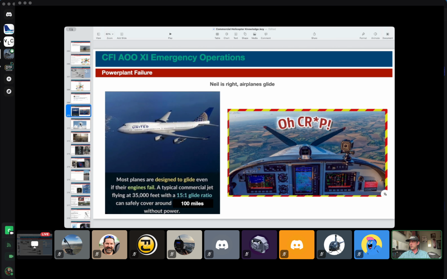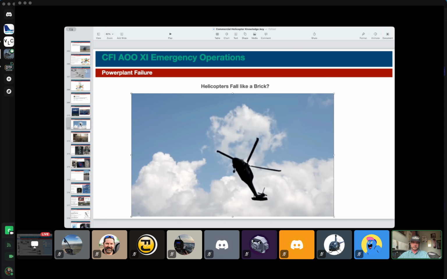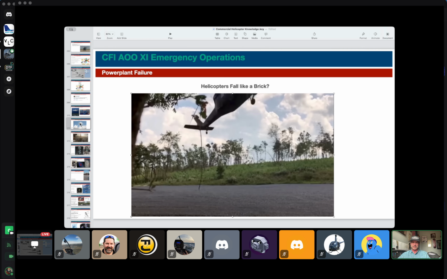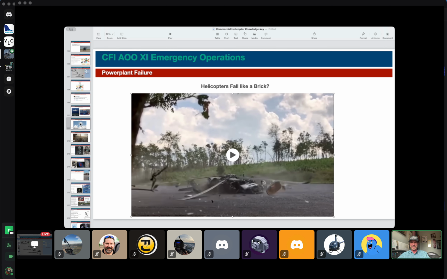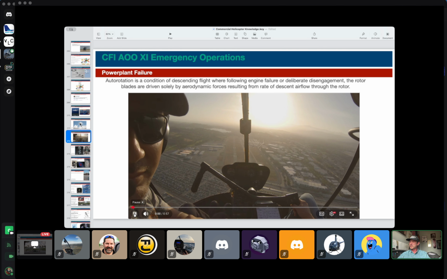We all know that. A helicopter, however, cannot glide. And so Neil says it falls like a brick. And let's see if that's true. Contrary to popular belief, when a helicopter engine fails, it doesn't just fall straight to the ground, right? A helicopter's not going to just fall straight to the ground. That would be falling like a brick. And so I'd have to disagree with Neil on that example. Let's see what happens when an engine actually fails.